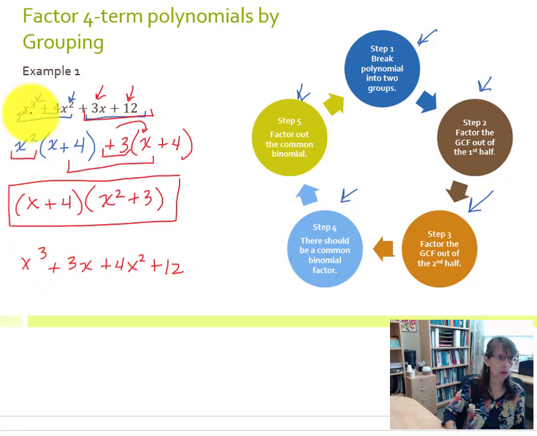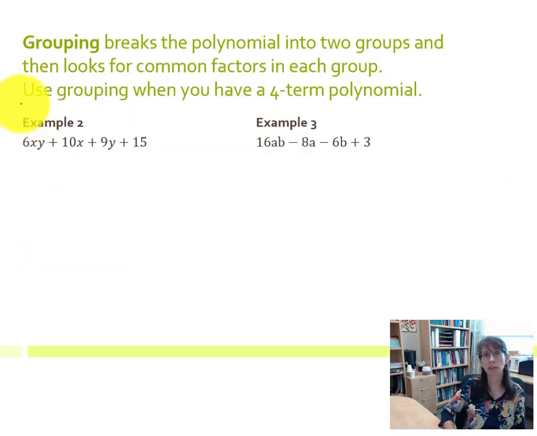X cubed was the first term, and here it is. Positive 4x squared was next. Here it is. Positive 3x, we have that, and our last term of 12 is also accounted for. Again, the order that these appear doesn't matter as long as we have created them all. So we have a few more examples to practice the grouping technique.